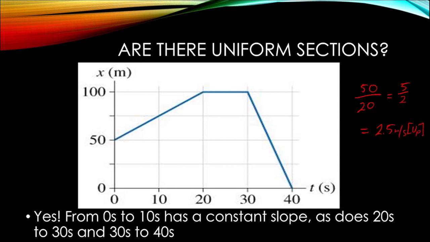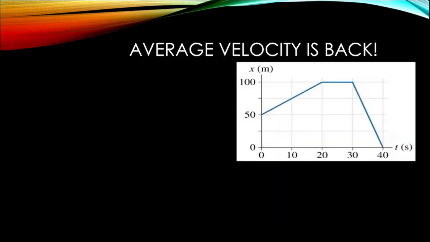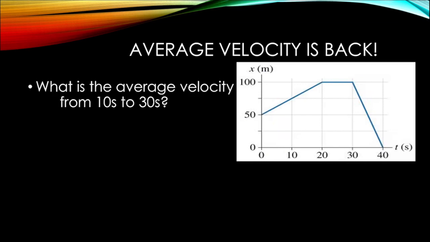Even though only sections of the motion are uniform, if you want to look at the average velocity, you can look across different sections. For example, what is the average velocity from 10 seconds to 30 seconds? Remember, velocity is a rate of change of displacement. Displacement does not care about the actual path taken. It only cares about your final conditions and your initial conditions. Therefore, to find the average velocity from 10 seconds to 30 seconds, we can very easily find our change in displacement over our time interval.